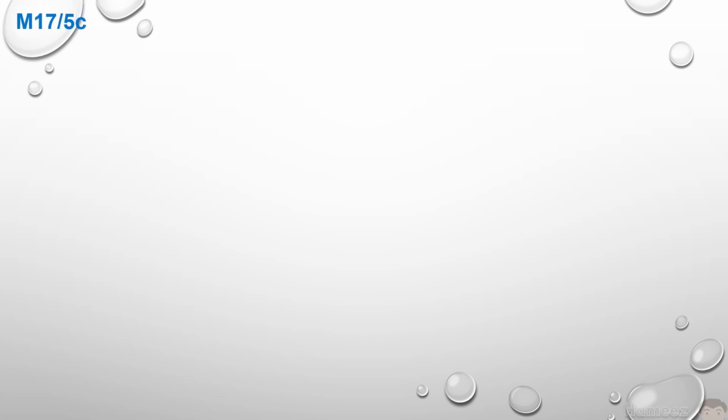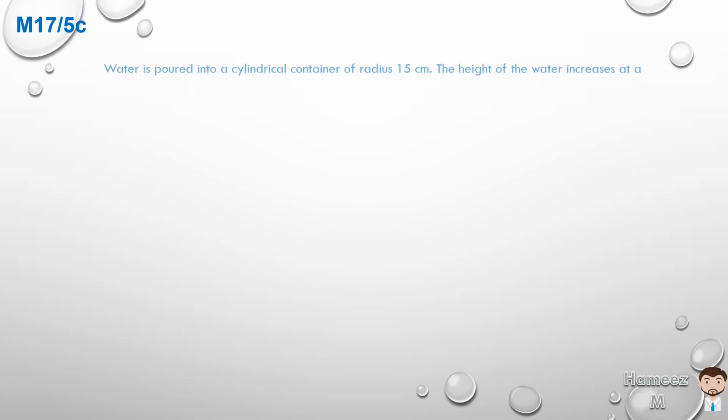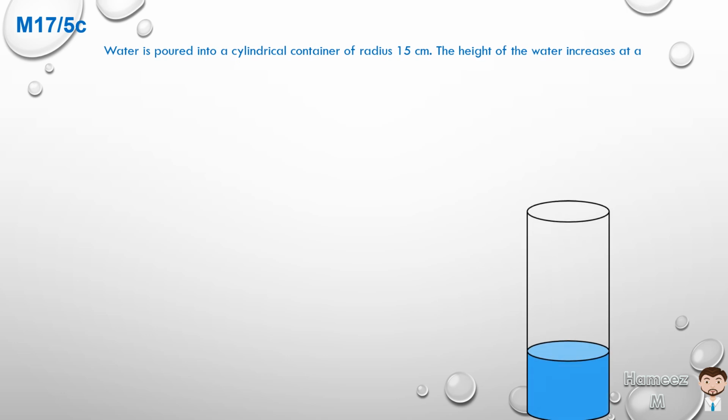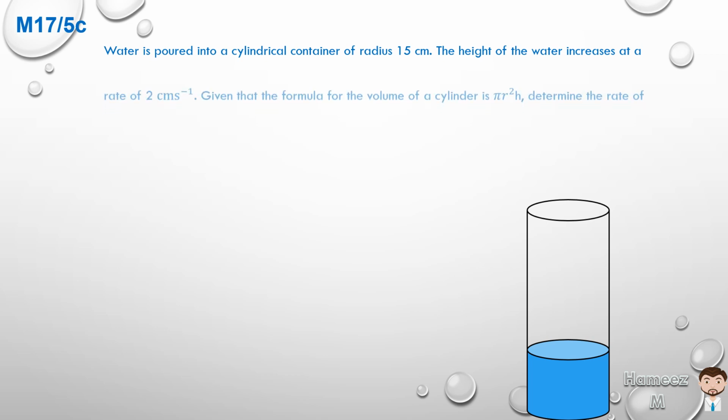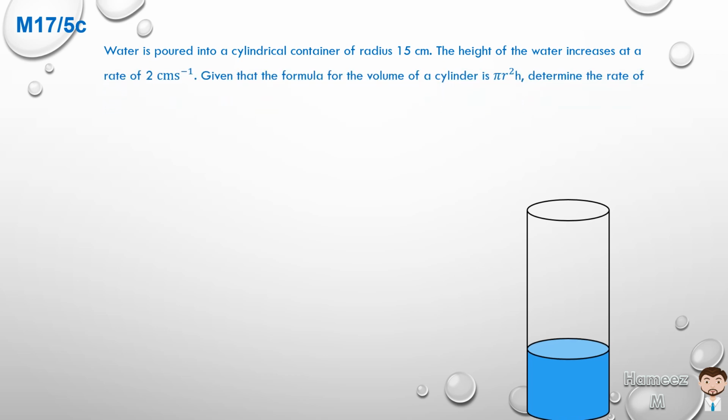May 2017, number 5C. Water is poured into a cylindrical container of radius 15 centimeters. The height of the water increases at a rate of 2 centimeters per second. So we can see that happening there in the general sketch. So what does that mean? As the water is being poured in there, then the height is increasing by 2 centimeters every second. As such, that means that the volume is increasing.